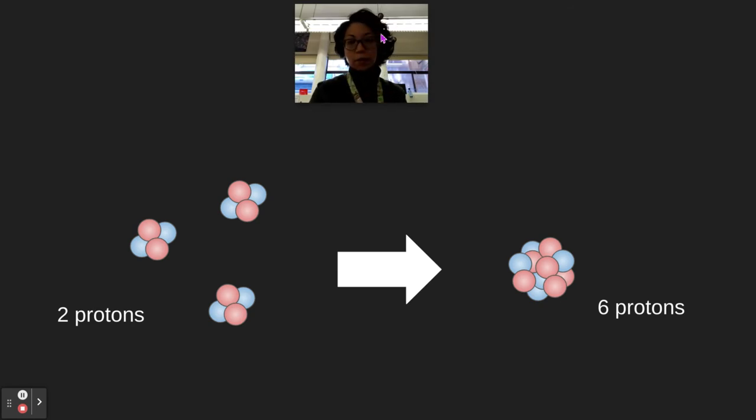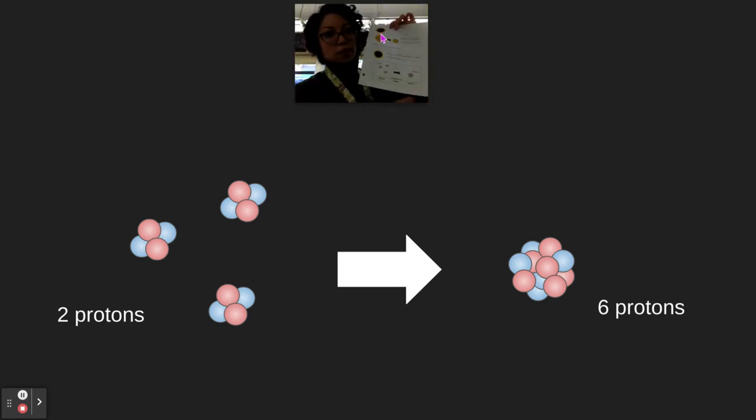Okay, so you can go ahead and write that on your notes page right here on the bottom. The atoms with 2 protons are helium atoms, and they combine to make carbon atoms.